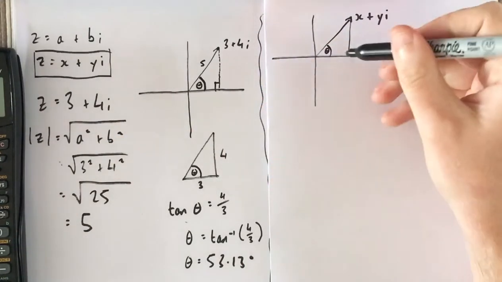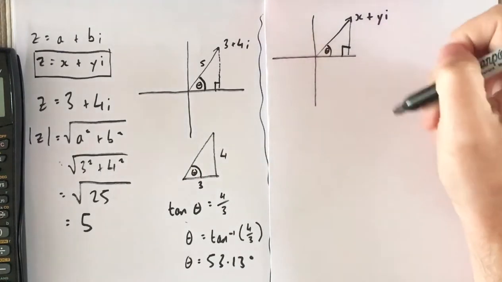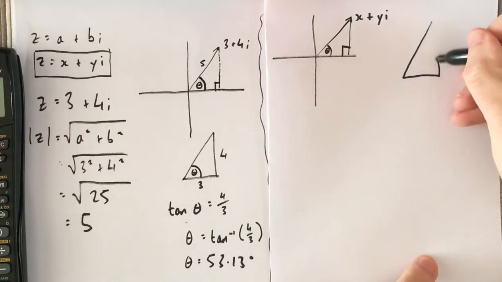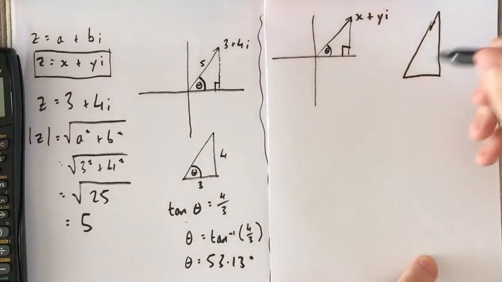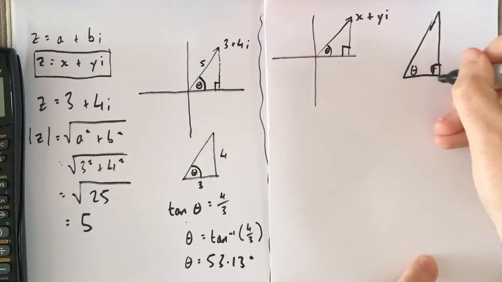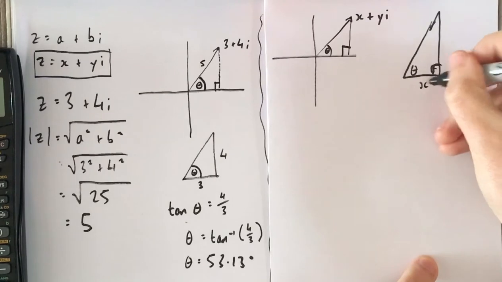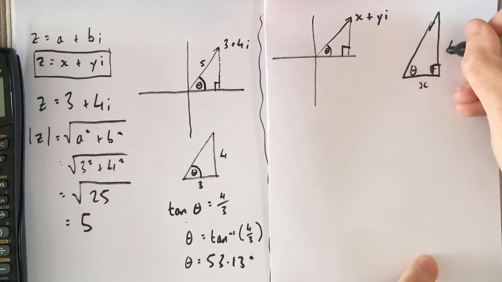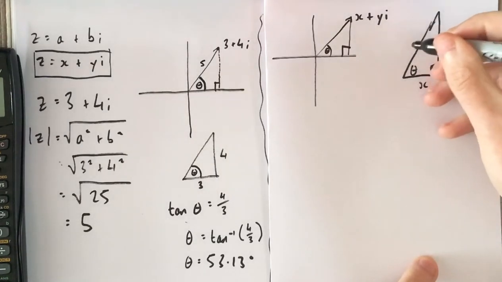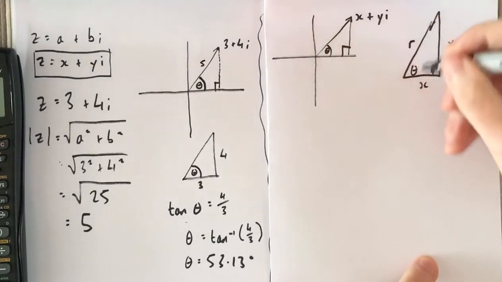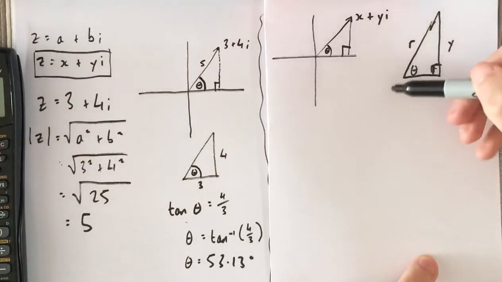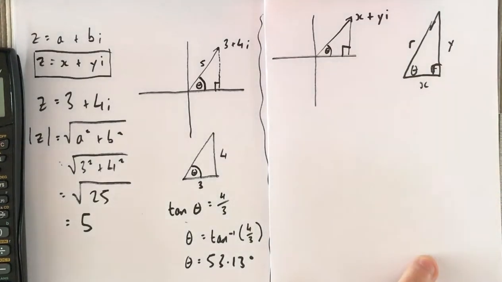Okay, so just like in the 3 plus 4i example, you've got a right angle triangle, mark theta in there. This is my x coordinate, the real part of the complex number. This is my y coordinate, the imaginary part of the complex number. This is my modulus, which I'm just going to call r. That's what's used in your textbook. That's what gets used in complex numbers to describe the modulus when you're going into polar form.